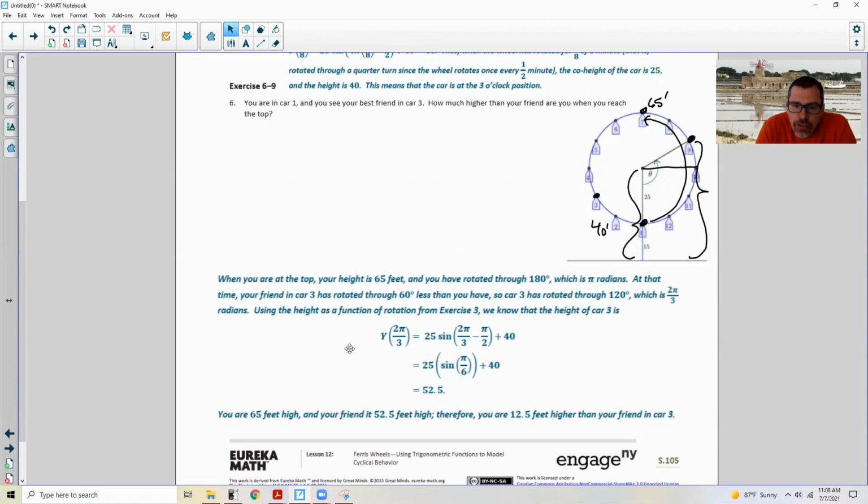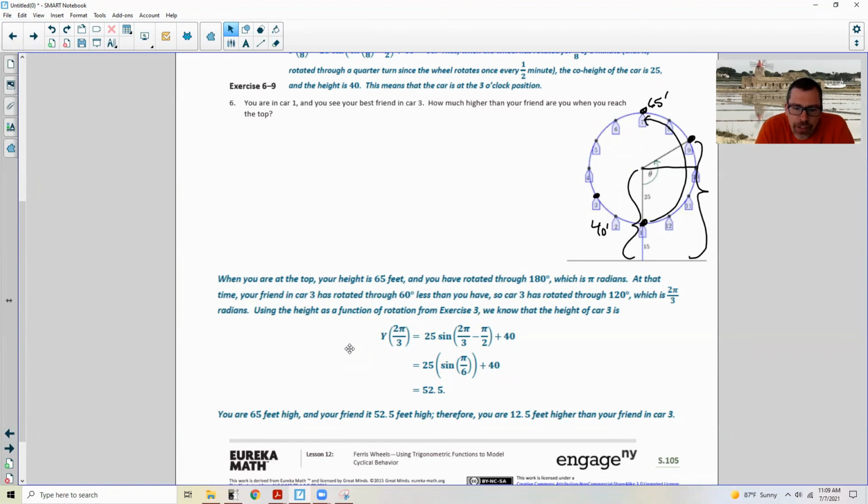Using the height as a function of rotation from exercise 3, we know that the height of car 3 is y of 2 pi over 3, which is 25 sine of (2 pi over 3 minus pi over 2) plus 40. Well, 2 pi over 3 is 4 pi over 6, and pi over 2 is 3 pi over 6. So you subtract them and you get pi over 6, common denominator. So 25 sine of pi over 6 plus 40 is 52.5. Sine of pi over 6 is a half. Half of 25 is 12.5. 40 plus 12.5 is 52.5.